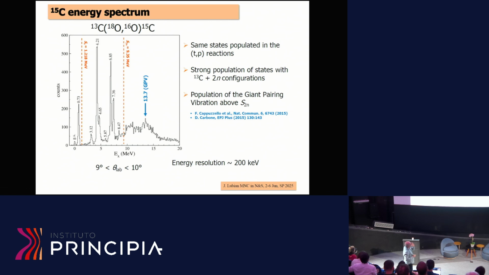We have to say that in most of the cases, although I'm not showing it here, we compare our results with the (t,p) reactions or (p,t) reactions, and we see that we observe the same peaks that were observed there with the same characteristics. So we see we have a strong population of two-neutron configurations, and also what we call the giant pairing vibration, which I will not talk about here.